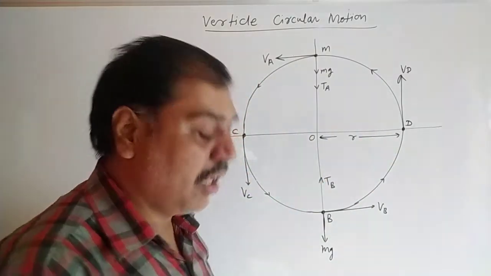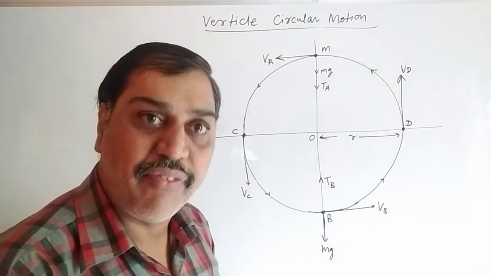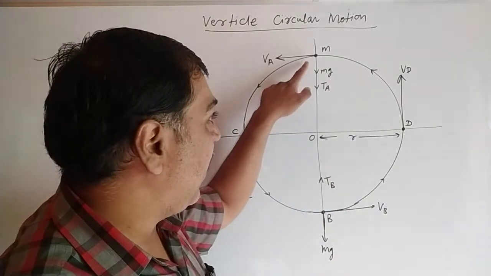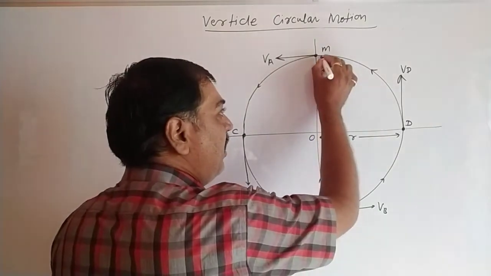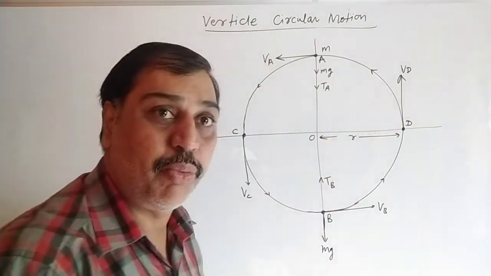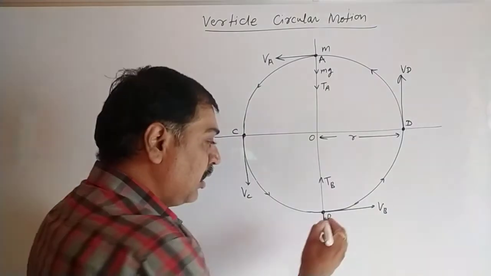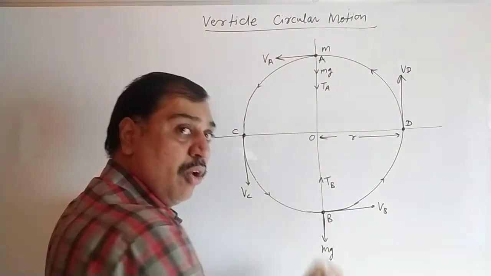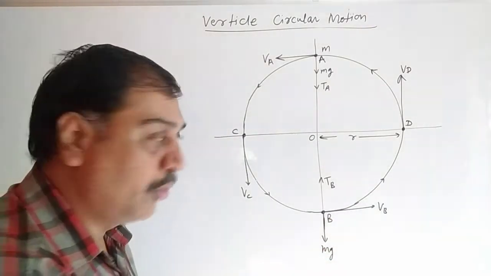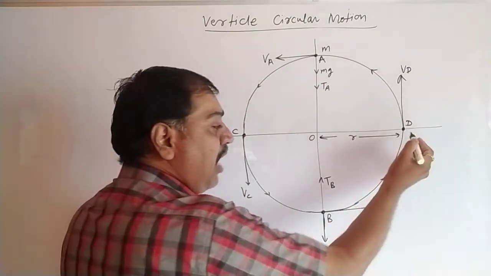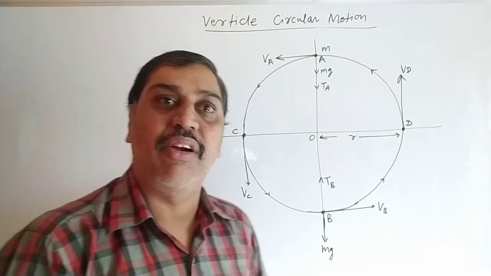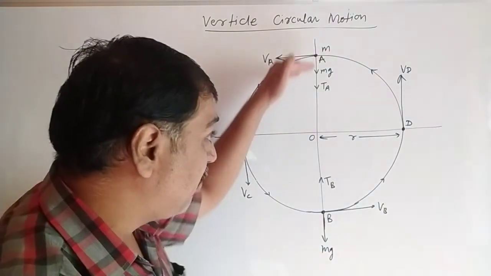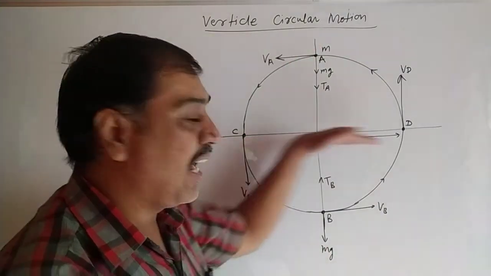Now on this circular curve, or on this circumference, there are 4 points. Suppose this is point A, which is the highest point of the vertical circular motion. The point B at the bottom is the lowest point of the vertical circular motion. Points C and D are the moderate points, where it is not at a higher point and not at a lower point, exactly in between.